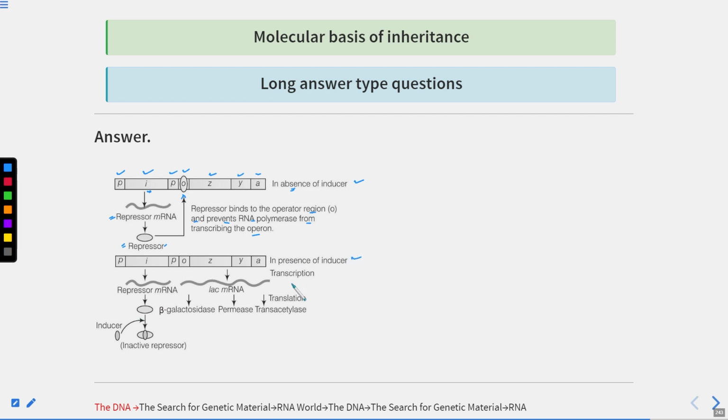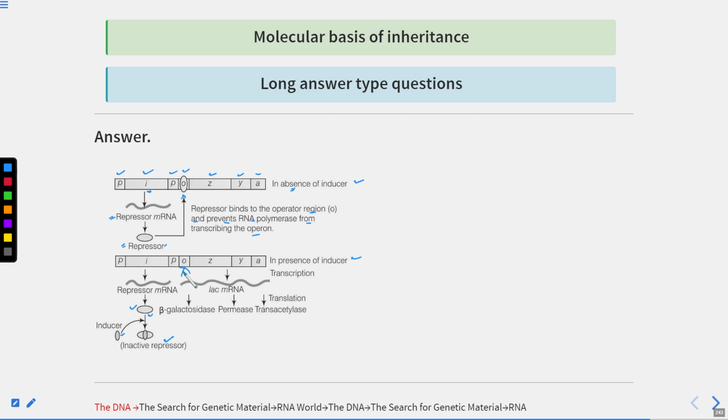But what happens in the presence of the inducer? Now, the inducer is present, meaning lactose is present. Here you can see, first of all, the regulatory gene produces the repressor. So this is the repressor. Now what happens in the presence of the inducer? This inducer binds to this repressor and an inducer-repressor complex is formed first, and because of this binding, the repressor becomes inactive.